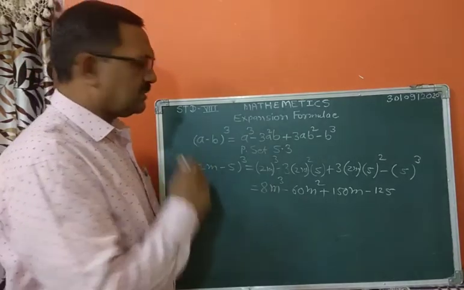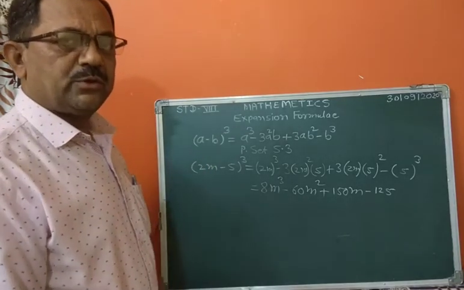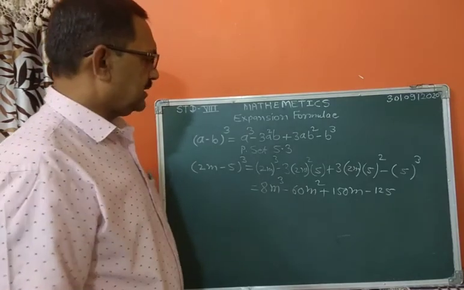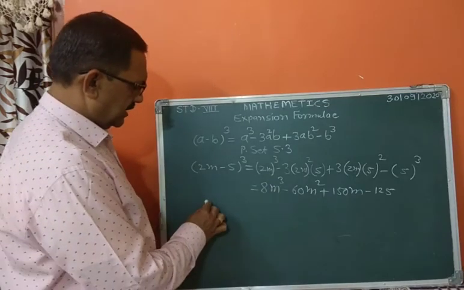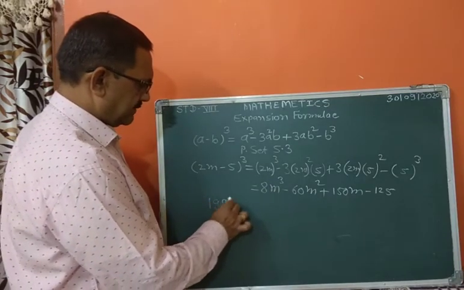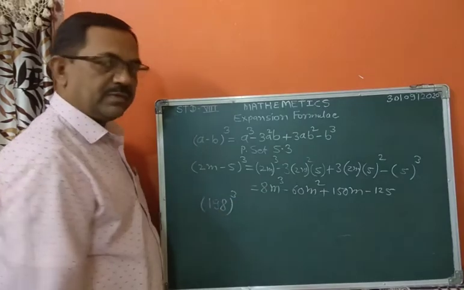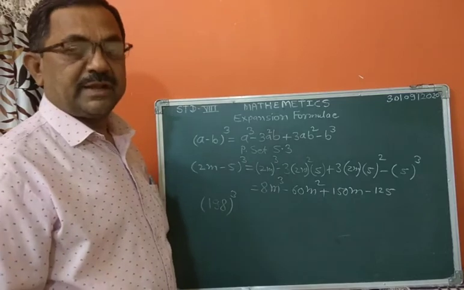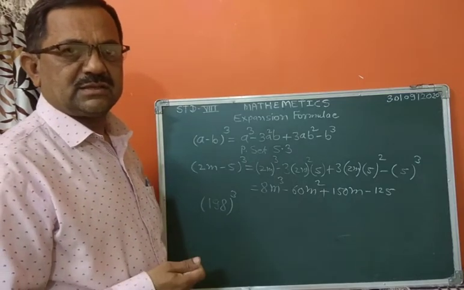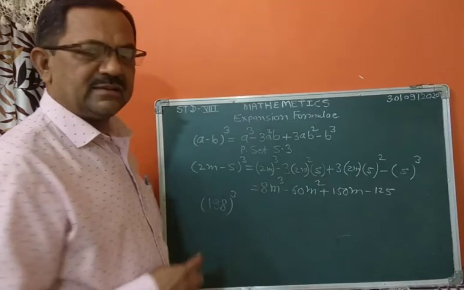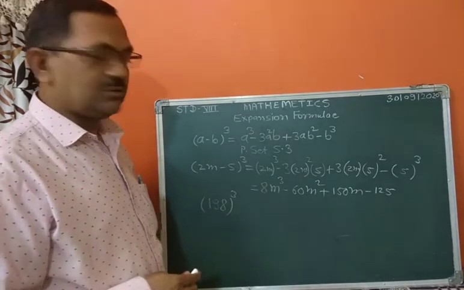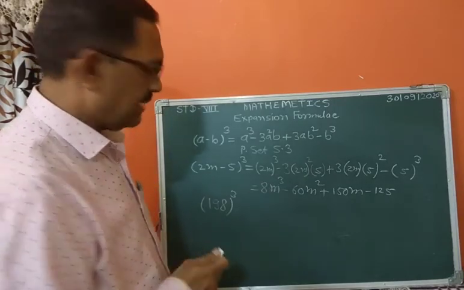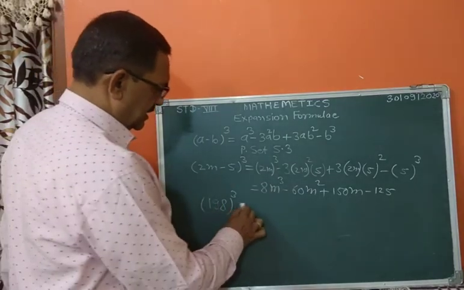Here, the application of this formula is to find the cube of any big number. In your practice set, the fifth example is: find the cube of 198. Cube of 198 means 198 into 198, 3 times, and this will not be easy for many students. But using this formula, you can solve this easily. Then apply the formula on this example.